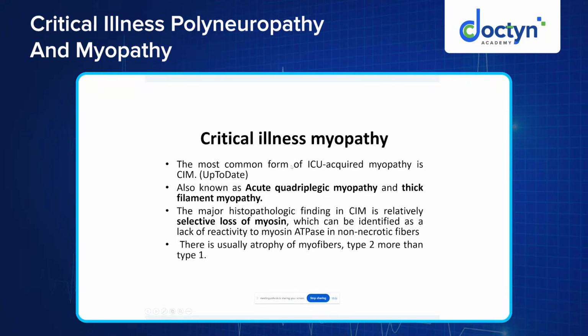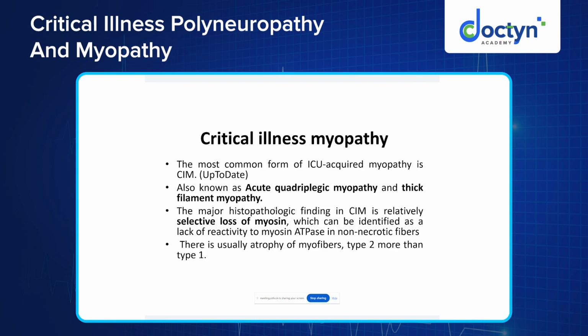CIM is the most common form of ICU-acquired myopathy. It is more common than CIP. It is also known as acute quadriplegic myopathy or thick filament myopathy. We talked about the three classifications of CIM. The major histopathologic finding in critical illness myopathy is selective loss of myosin, the muscle filament, which can be identified by lack of reactivity to myosin ATPase in non-necrotic fibers.